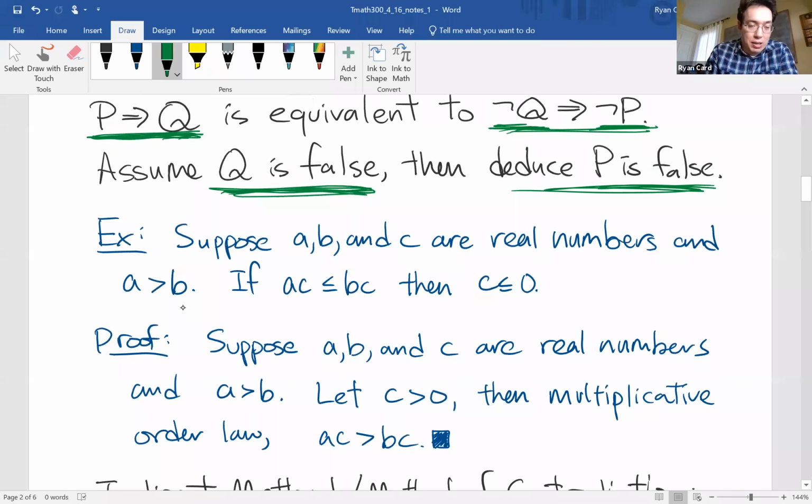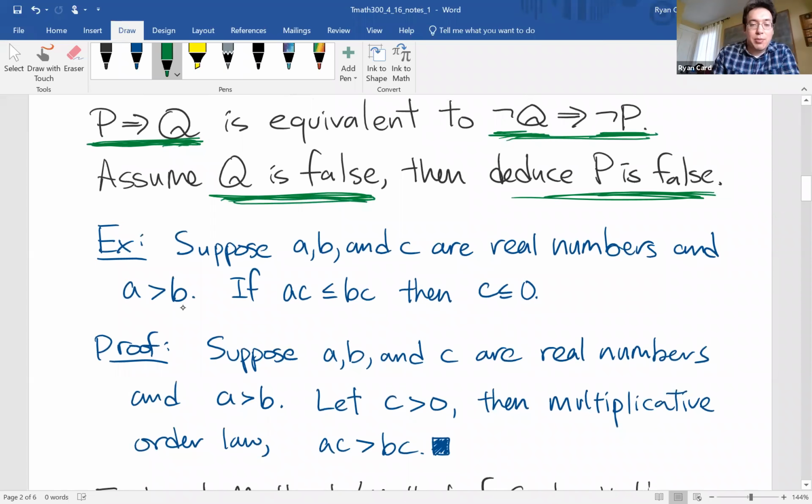Okay, here's an example. It's a little bit contrived. So here's a statement of a theorem. Suppose A, B, and C are real numbers, and A is greater than B. So let's say that's given. If AC is less than or equal to BC, then C is either 0 or a negative number.